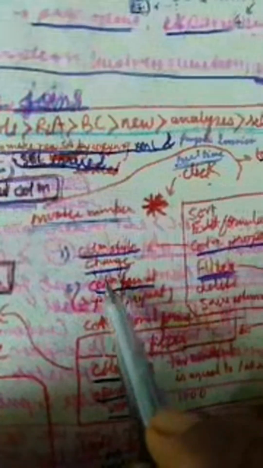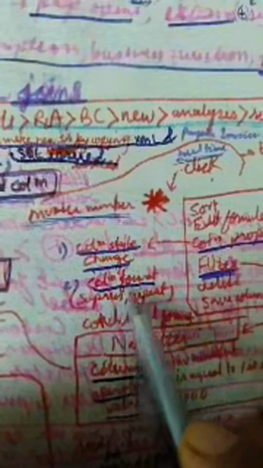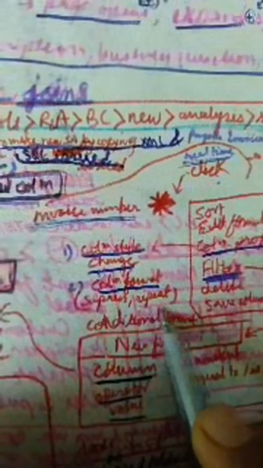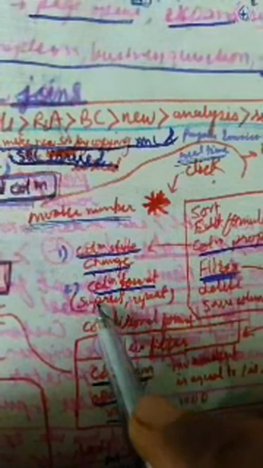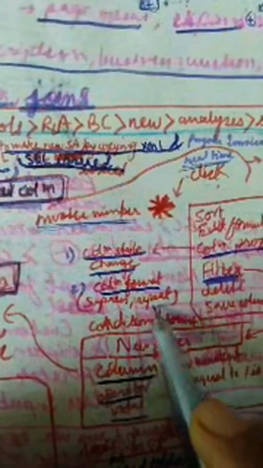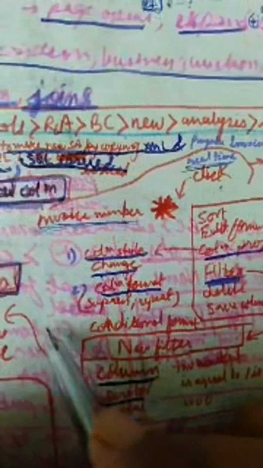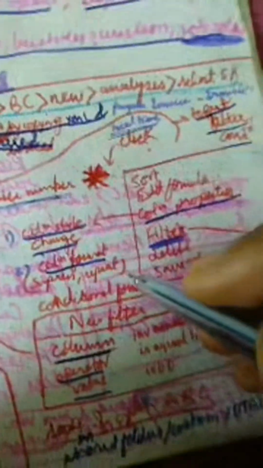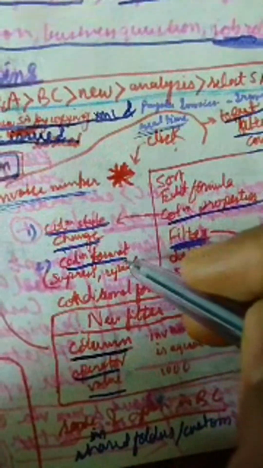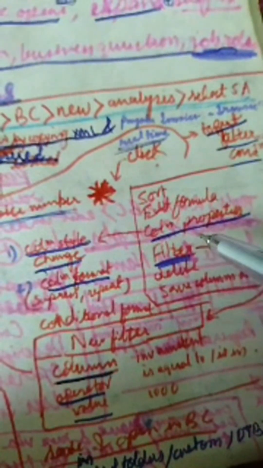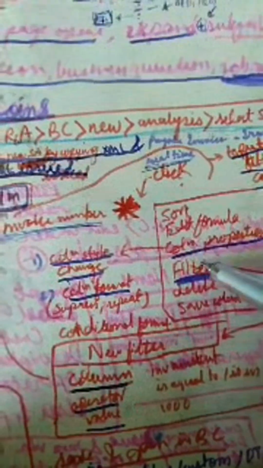Here in the column properties, we can change the column style. We can change the column format, how it appears in the output, like it should be suppressed, or it should repeat for the group by column. We'll see this in later sessions. We have two things here, column style and column format. This column properties is used for doing the conditional formatting as well.